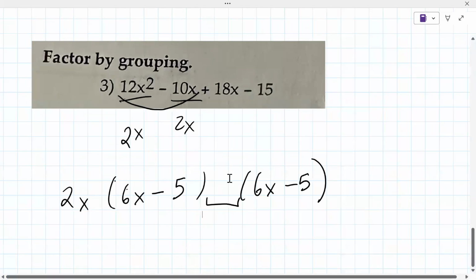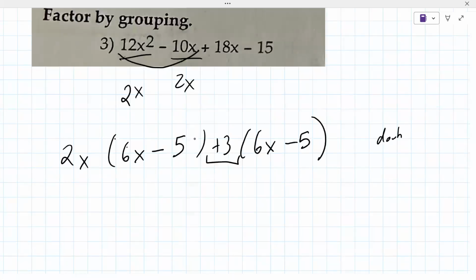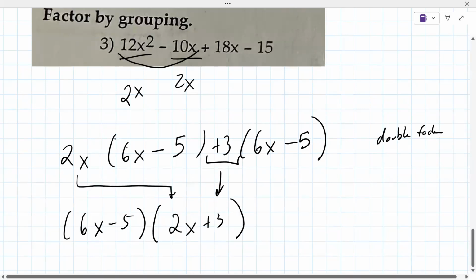You have to figure out what goes here so that when you multiply in, you get back to the previous line. So what do you multiply 6x by to get 18x? Or what do you multiply 6 by to get 18? 3. Factor again: 6x minus 5, and then you bring the 2x plus 3 down like that.